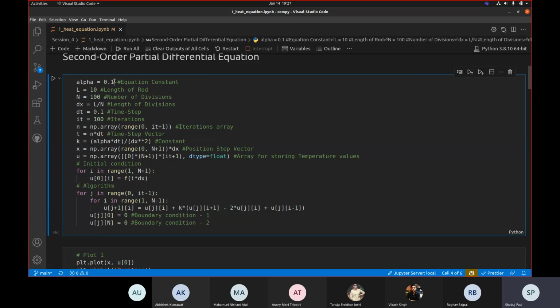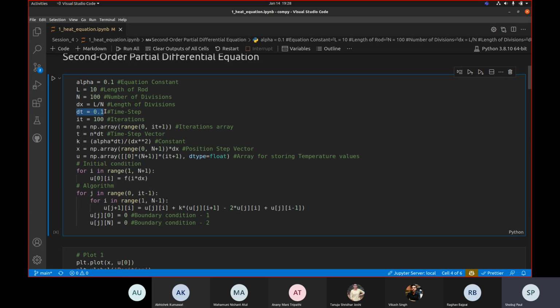Now what alpha is, it determines your rate of heat transfer. It's not really important here, but if you're interested in the study of the heat equation, it comes up pretty often. L is the length of your rod, which I've taken to be 10 units. N is the number of divisions, that's how many divisions you break your rod in, and each division is dx, so L by n.